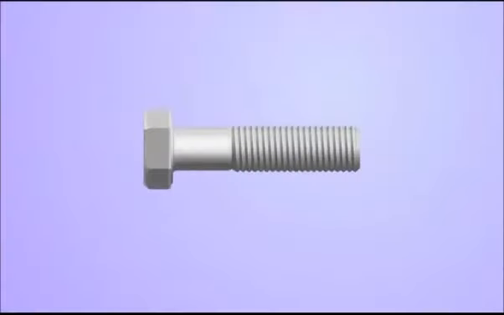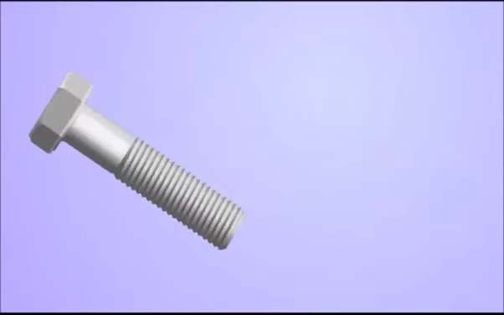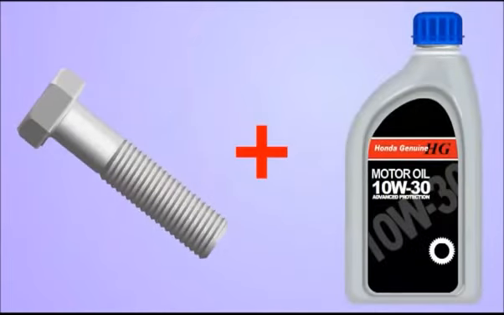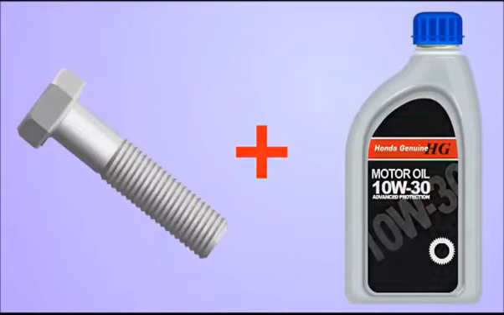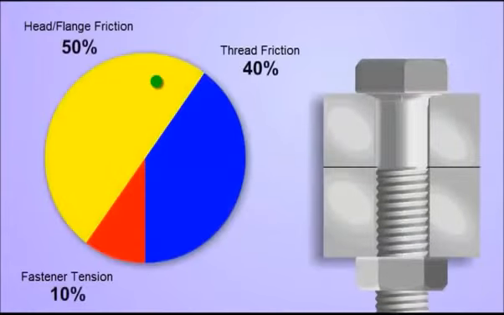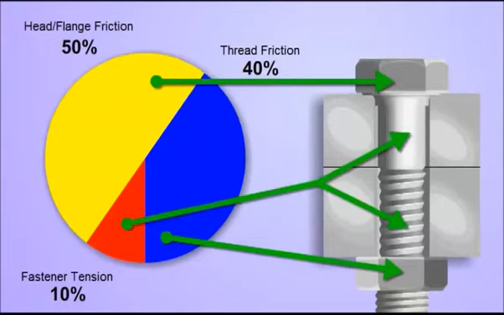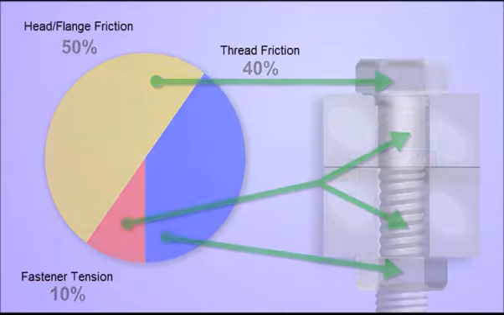Fasteners are designed to be installed clean and dry unless specified in the service information. Lubrication can have a drastic effect on torquing fasteners. When a fastener is torqued, approximately 50% of the torque is used to overcome the friction of the head or flange, 40% is used to overcome the friction of the threads, and only 10% is used to actually stretch the bolt and create clamping force.